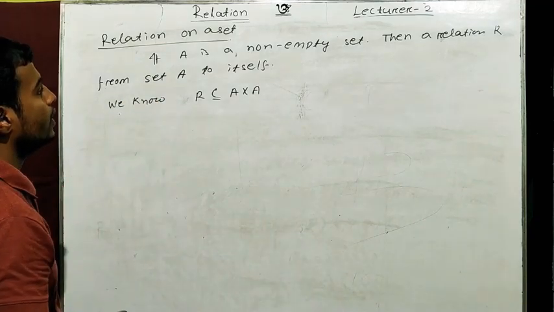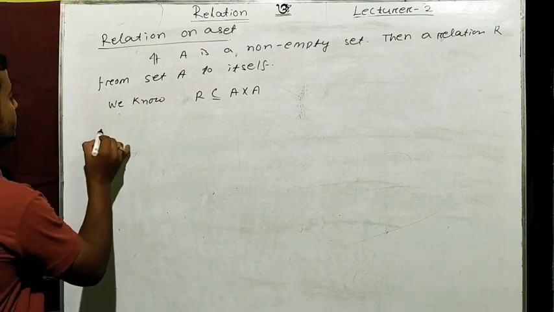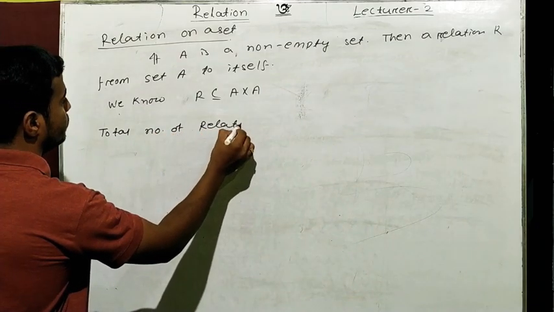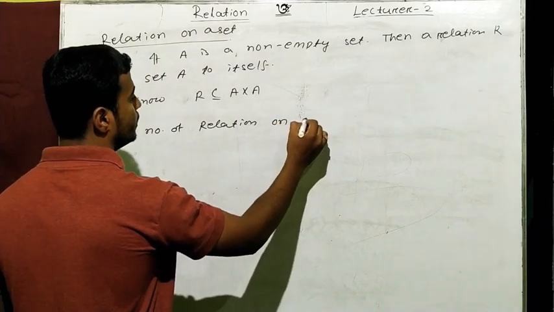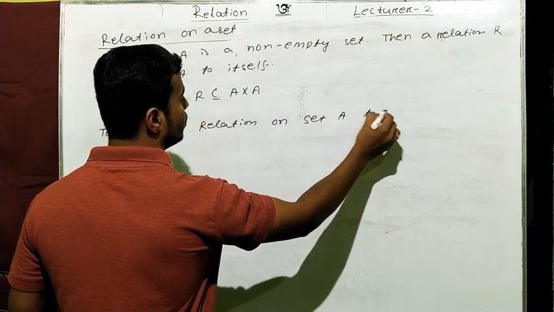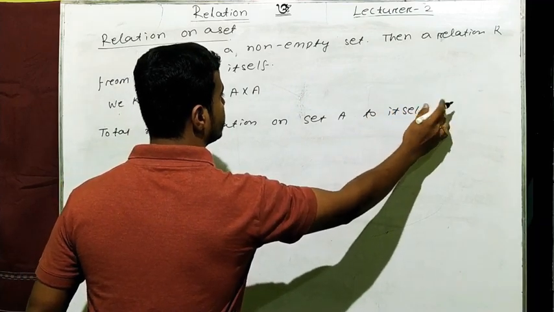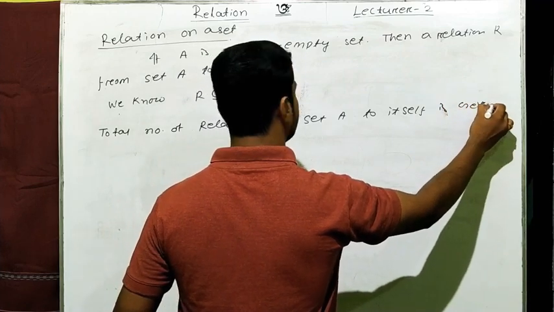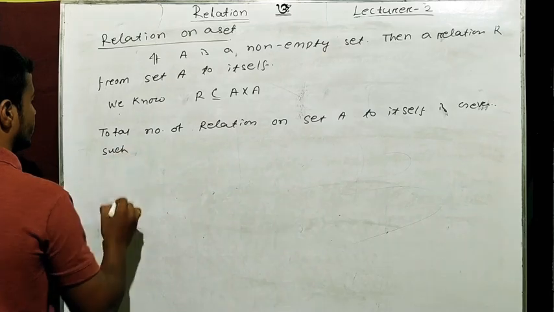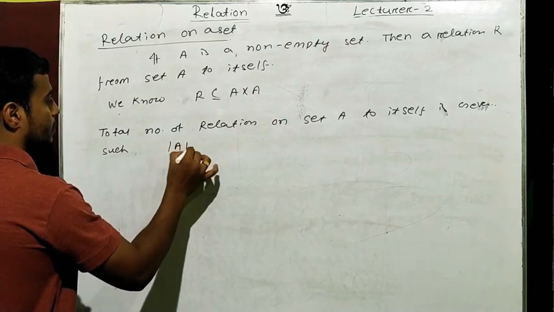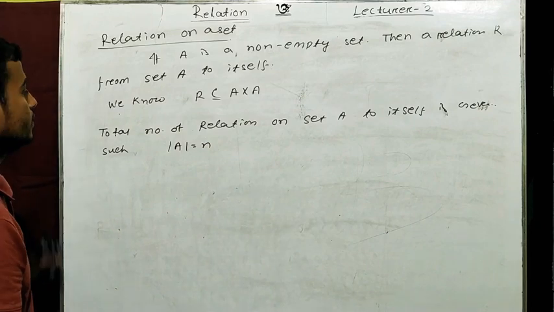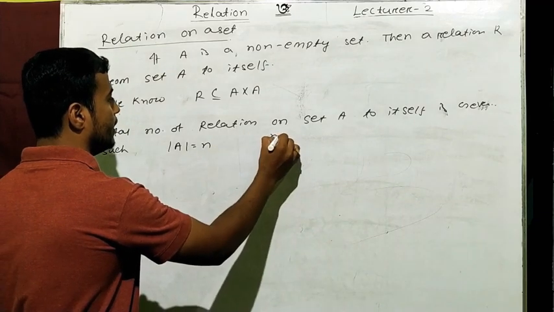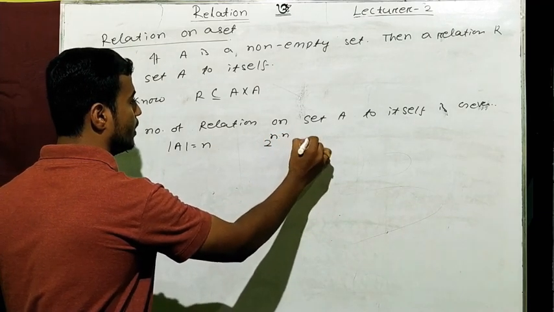So here, the total number of relations on set A to itself is given such that, suppose the cardinality of A equals n, then the total number of relations is 2 to the power n into n, equal to 2 to the power n square.